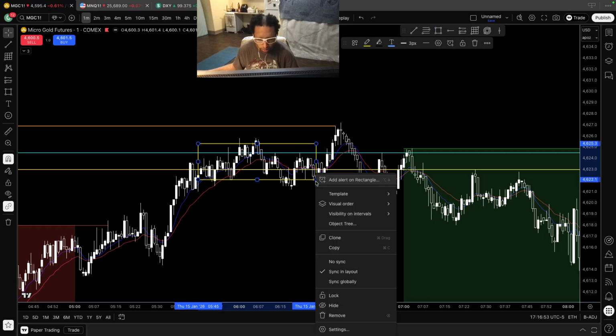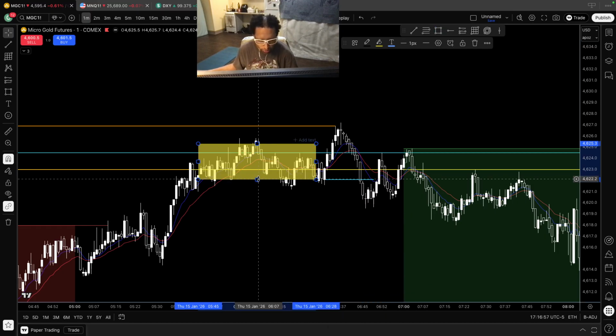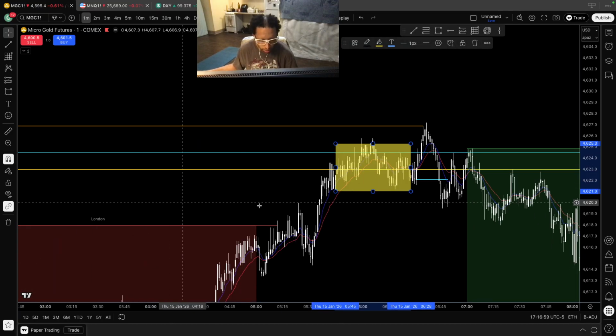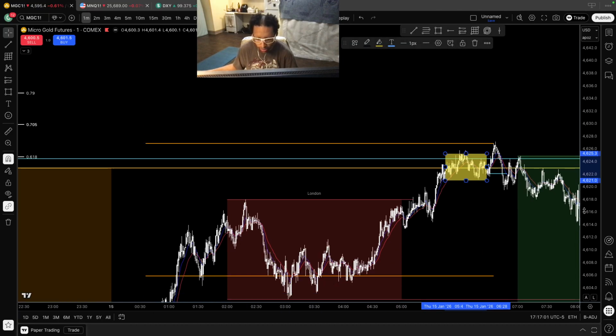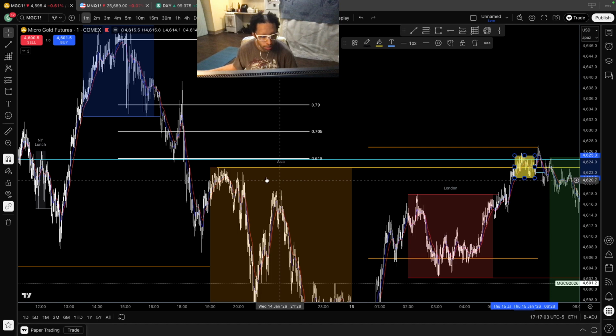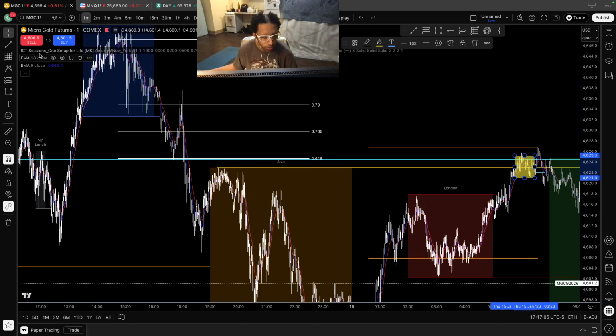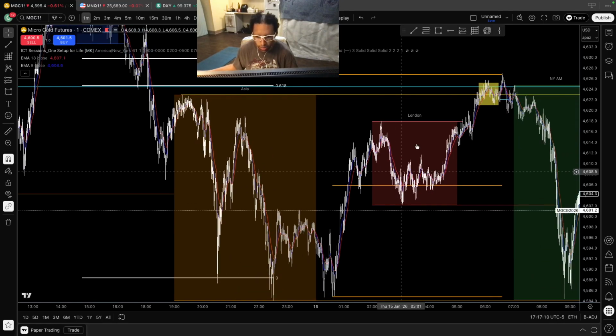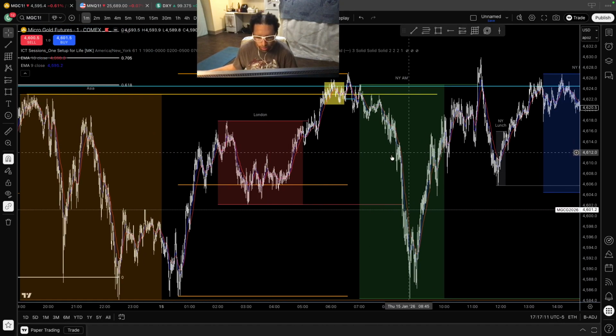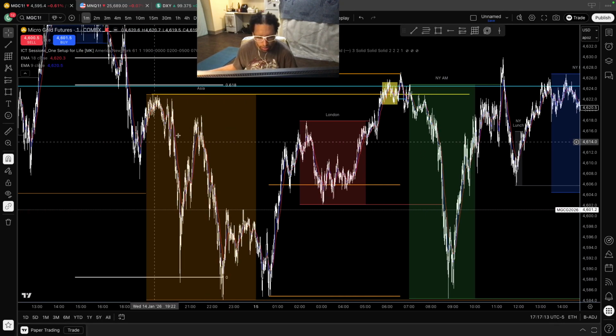This box is called Asia because I use this to highlight the Asia range, or I used to back in the day before I had this ICT indicator, and this is the ICT Sessions 1 indicator. I'll pull it up right here. ICT Sessions 1 setup for life. It literally just highlights the London range, New York range, and Asia session.